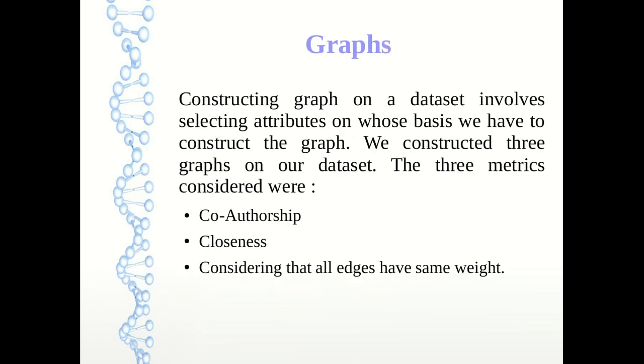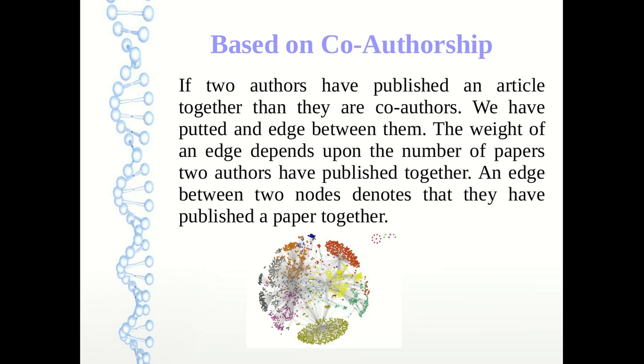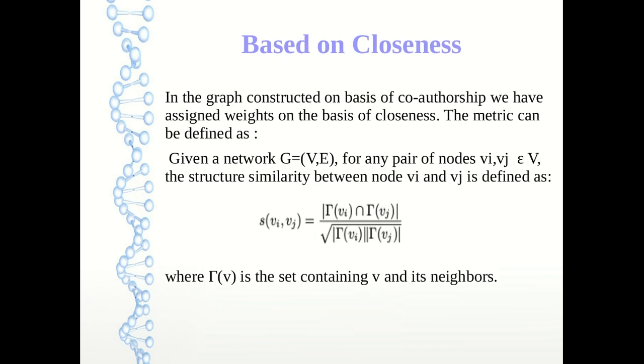Constructing graphs on a dataset involves selecting attributes on whose basis we construct the graph. We constructed three graphs on our dataset on the basis of co-authorship, closeness, and considering that all edges have the same weight. Based on co-authorship, we defined co-authorship as the fact that two authors have published an article together; we put an edge between them. The weight of the edge depends upon the number of papers the two authors have published together.